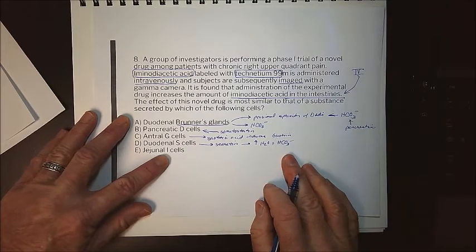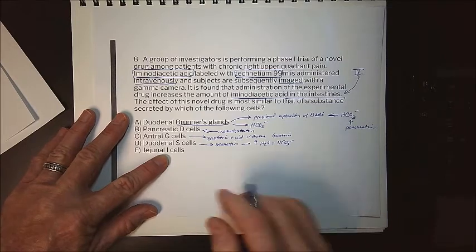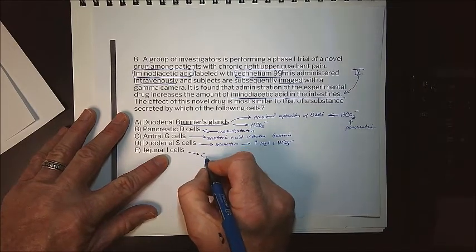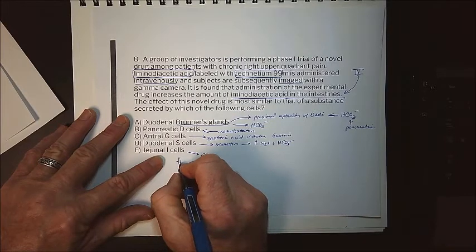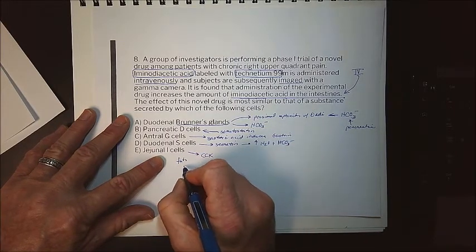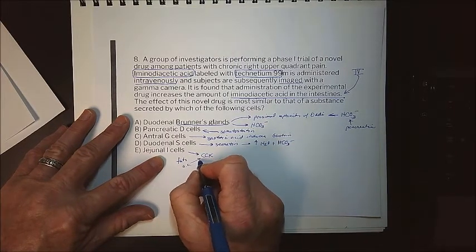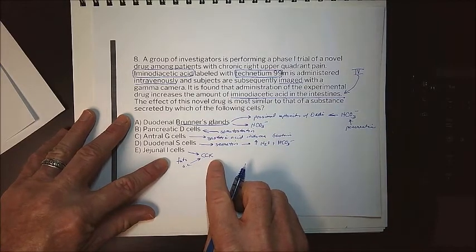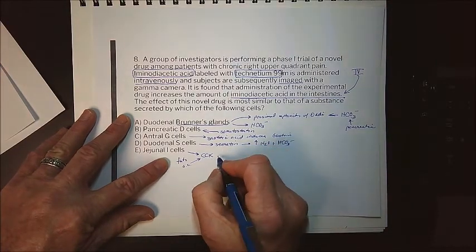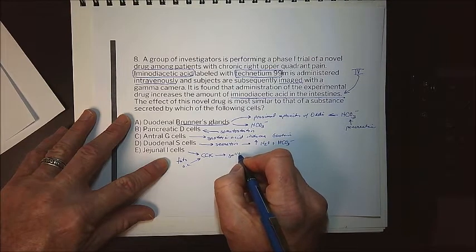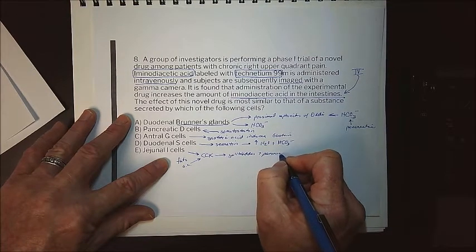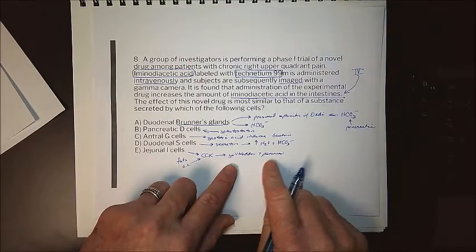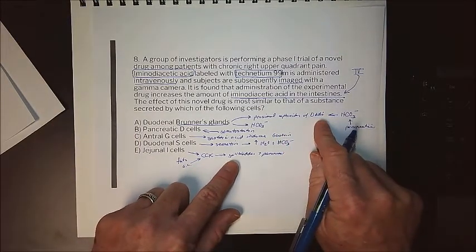Jejunal I cells. Remember, I cells are that CCK secretion. These are the intestinal cells. So this is going to be recognizing primarily fats and some amino acids to trigger CCK release, and then this is going to stimulate the gallbladder plus the pancreas. It's also going to cause relaxation in the sphincter of Oddi.